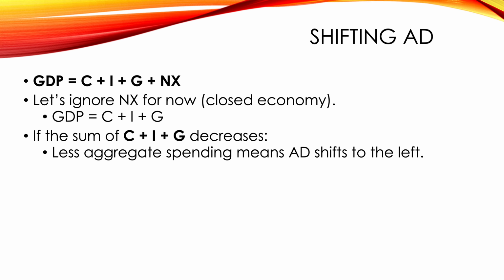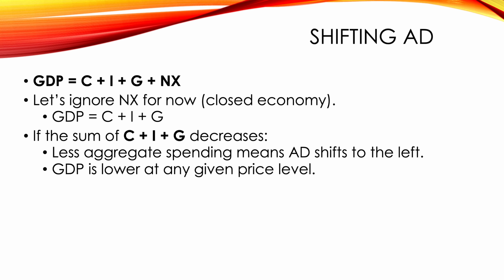That's what a shift to the left means, right? GDP is going to be lower no matter what the price level is if consumer spending, investment spending, and government spending decrease. Now, of course, if they were to do the opposite, if they were to increase, that would shift the aggregate demand curve to the right, meaning GDP output would be higher at any given price level.